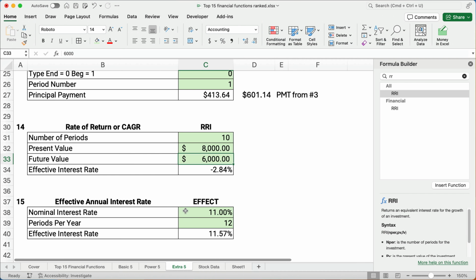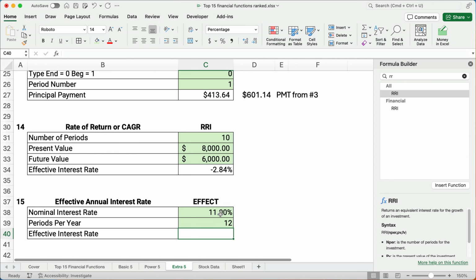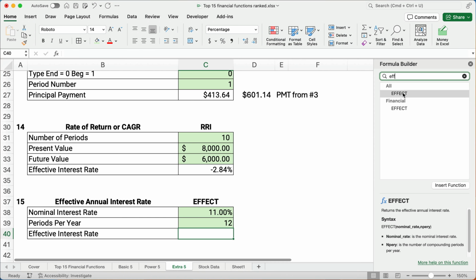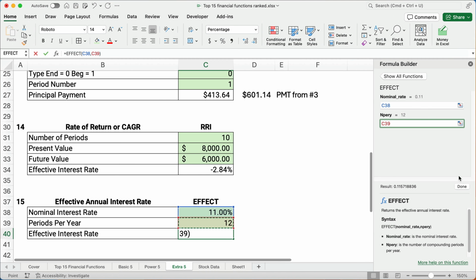All right, the last one, number 15. Sometimes we are given an interest rate and we're given the periods per year, and we want to calculate what is our effective interest rate. Well, this is based on the periods per year, so we're going to calculate the effective rate. The nominal rate is 11%. The number of periods is 12 per year. So hit done. That's like getting an 11.57% rate of return.